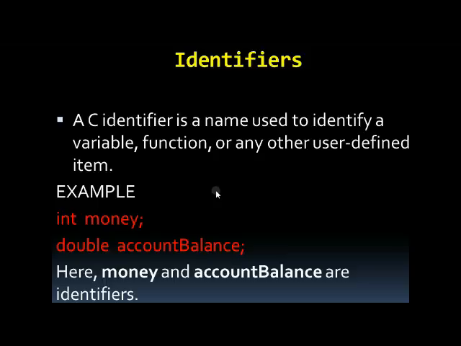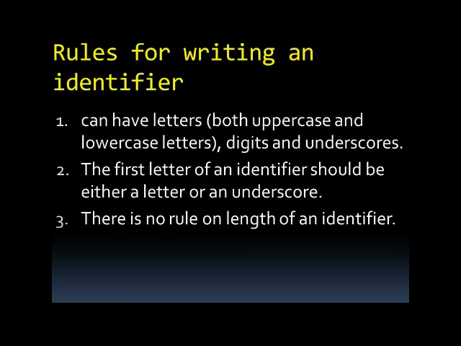Next, some of the rules needed to write an identifier. They can have letters, both uppercase and lowercase, digits and underscore. The first letter of an identifier can either be a letter or an underscore. There is no rule on the length of an identifier.